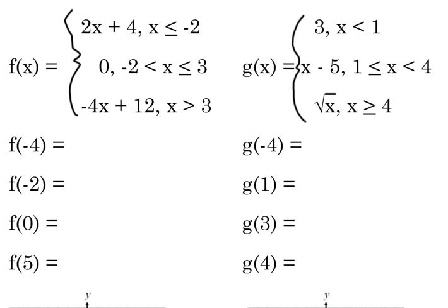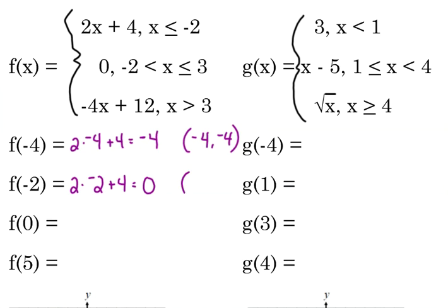F of -4. -4 would be less than -2, so that fits into our first piece. 2 times -4 plus 4. Negative 8 plus 4 is negative 4. So negative 4 is our point there. Negative 2 is equal to negative 2, so we stay with the first piece. That gives us 0.